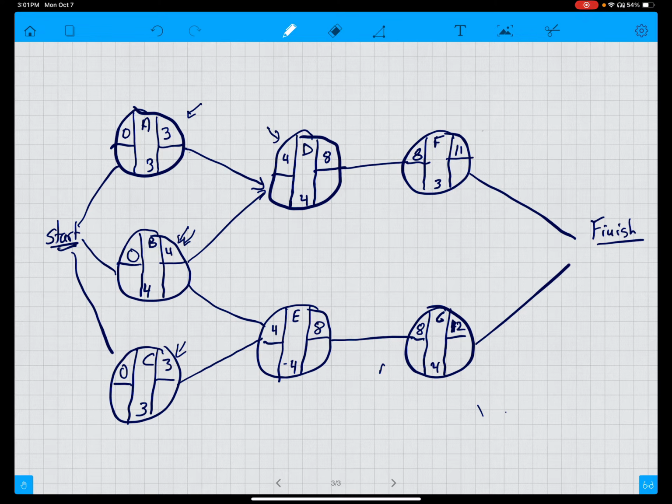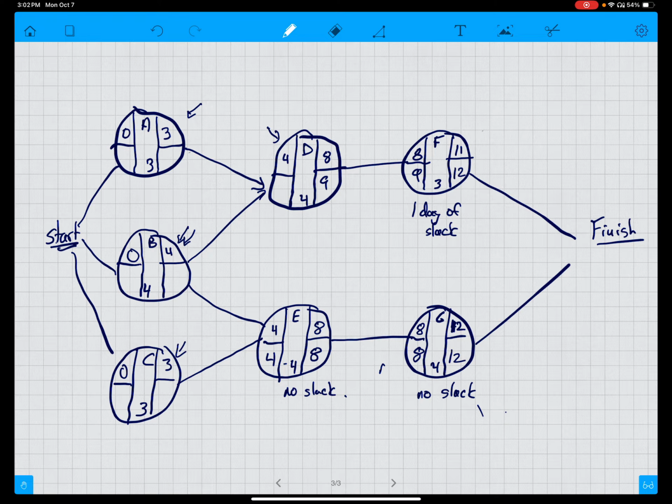And now we start at the right. We take the largest earliest finish time and we make it the latest finish time for all of the things that go into the finish node. So here we go, 12 minus 4 is 8. Notice no slack here. And we go 8 minus 4 is 4. Again, no slack. We go 12 minus 3 is 9. 1 day of slack.